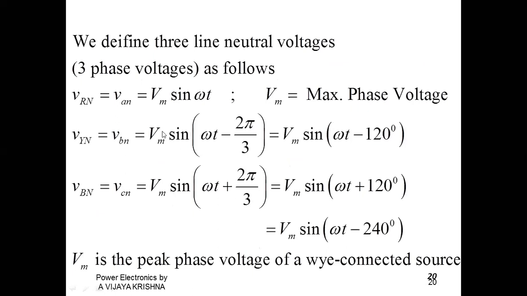Three line voltages, we know that actually. Three line-to-line voltages, this is the general expression for the voltages. That is VAN, VBN, VCN, or VR, VY, VB: VM sin omega t, VM sin(omega t minus 120), VM sin(omega t plus 120), like that.